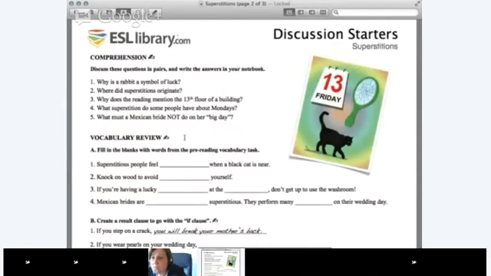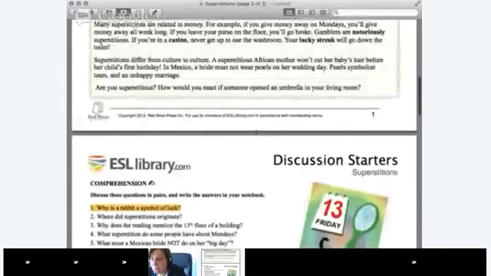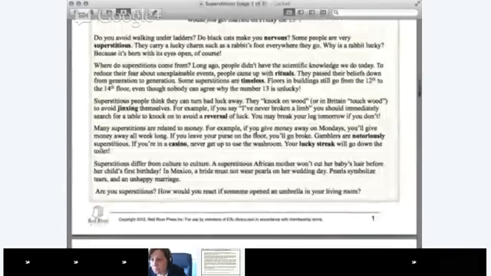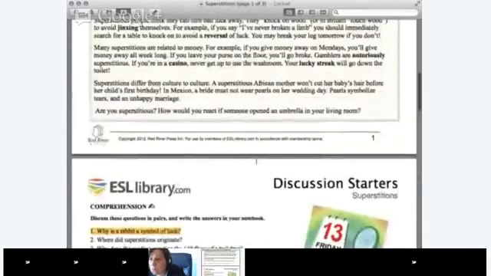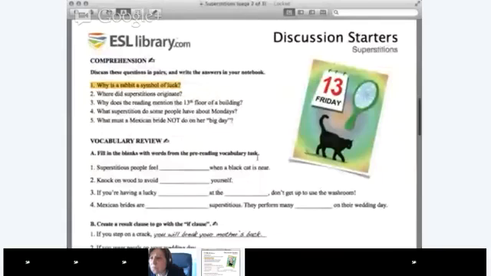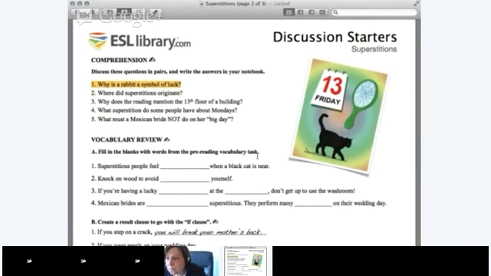Okay, and so now we're going to work on the comprehension. Okay. So, question number 1. All right, so why is a rabbit a symbol of luck? And we talked a little bit about this in my last class, if some of you saw the video, and for some of you that were in class. Because it's born with its eyes open. Yeah, I've never heard of that, but it's pretty common for people to carry a rabbit's foot. And I guess because it's born with its eyes open, it's lucky.